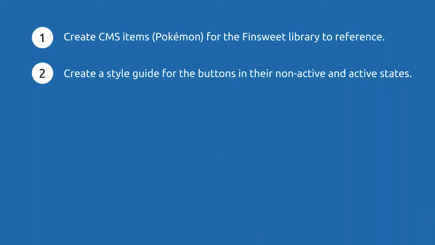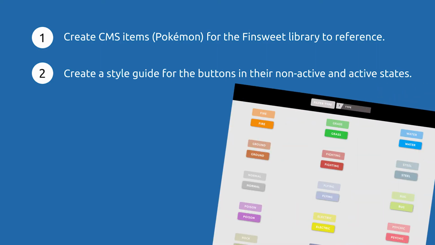The second step will be to create a style guide for the buttons in their non-active and active states. So what this means is we're going to have one base button state, but when we click on a button and it becomes that active color, the darker color with the box shadow, we're going to need a place to reference that styling so that when that class is automatically applied on a click, the library knows how to actually style it.